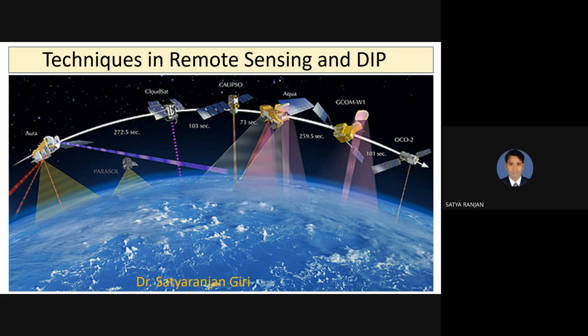Today we'll discuss the techniques in remote sensing and digital image processing, that is DIP. A lot of satellite data are used for different applications and different projects, and different characteristics are also there for different satellite data. We will discuss all these different characteristics and different features of the satellite image and their functions.